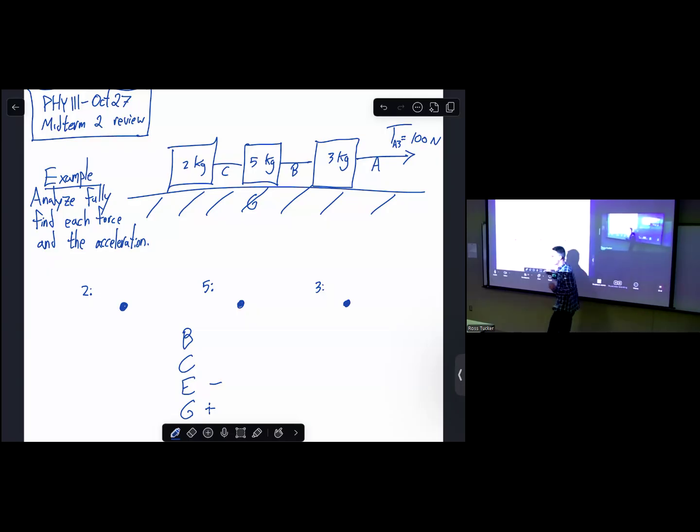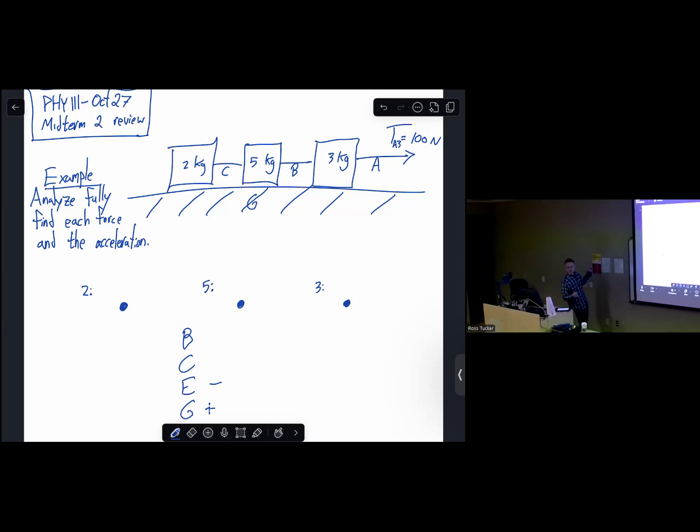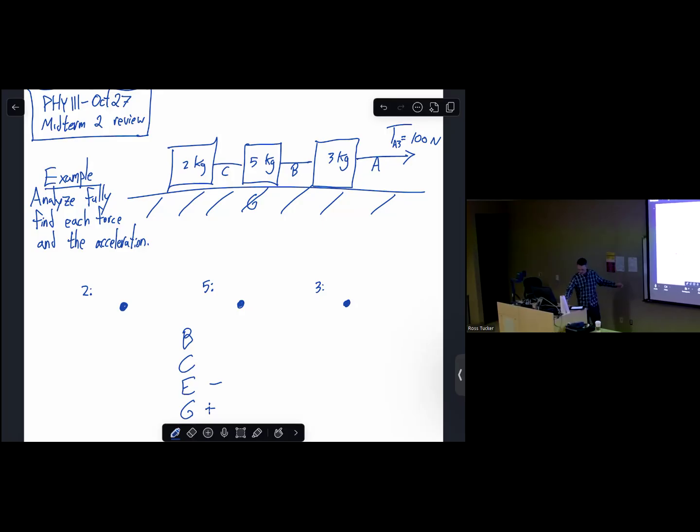Which direction is rope B leading from the 5 kilo object? It's on the right side of the box. It exerts a rightward force. Which direction is rope C attached to the 5 kilo box? It's on the left side of the box. So the correct answers are plus, minus, minus, plus. There were a lot of different wrong answers for this one. Question, please.